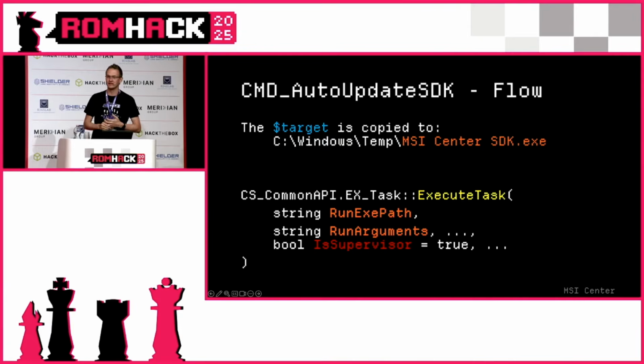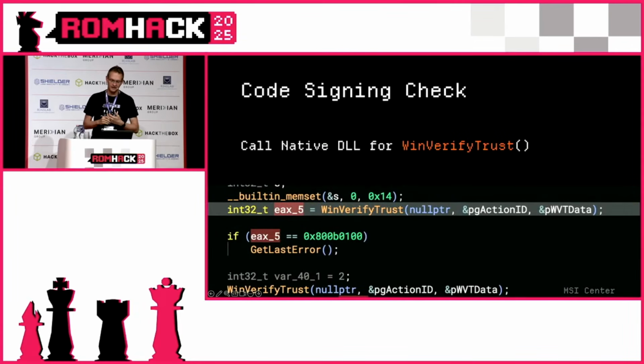The way that works is, whatever you want to run gets copied to C:\Windows\Temp. Once that file is copied over with a predictable name, it runs another function, execute task, which actually schedules a Windows scheduled task to run immediately. Before the scheduled task happens, there's a quick code signing check. Unlike the Acer example, at this point they're actually using the code signing check effectively. WinVerifyTrust actually checks that this is validly signed code. So without having MSI's code signing certificate, I won't be able to run an arbitrary executable.